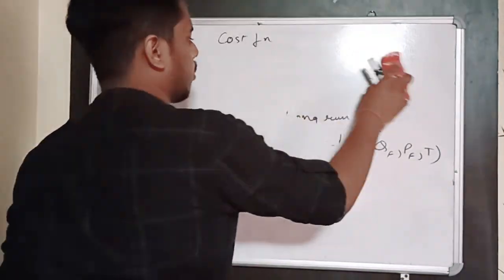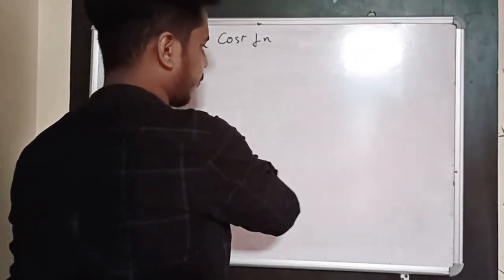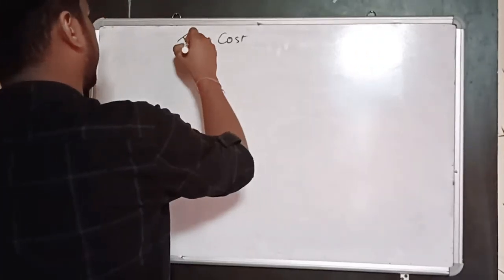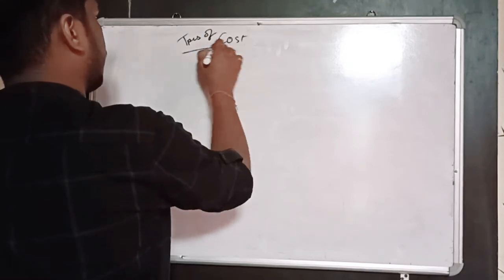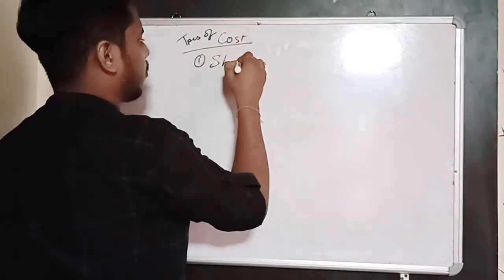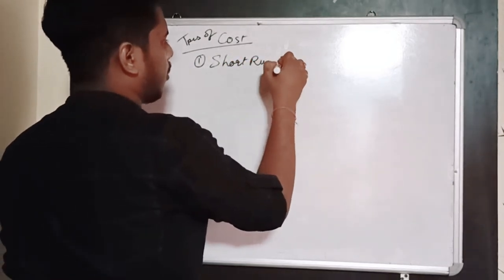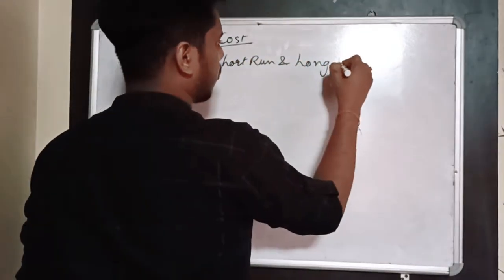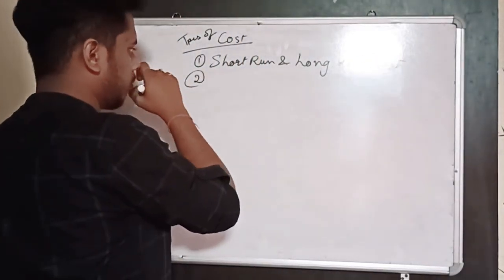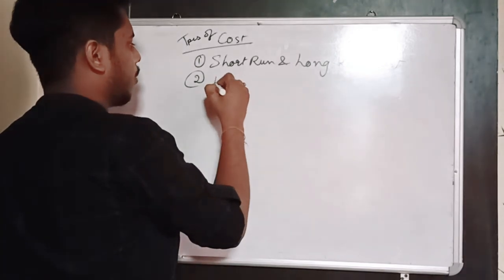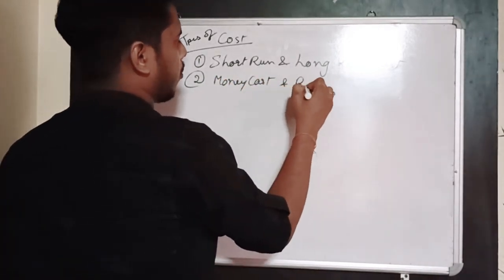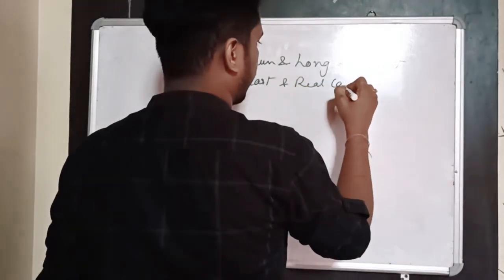Now we will discuss types of cost. Number one, we have already explained it, is short run and long run cost. The other is money cost and real cost. What is money cost and real cost?